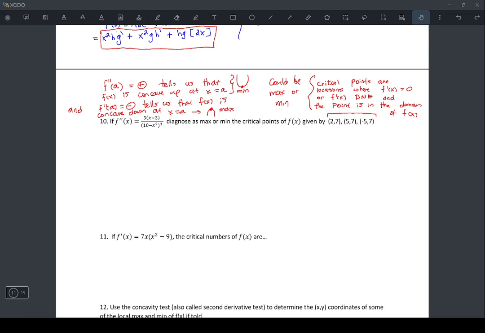So this question is asking us to do the following. Diagnose each critical point by evaluating f double prime of x at the x coordinate and inferring the concavity.